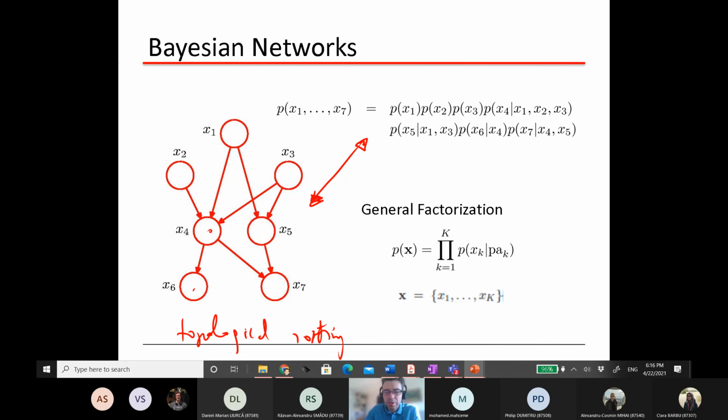So now we could write a general formula, a general factorization. Here is P of x, where x is an array, a set of random variables from x1 to xk. So actually now we can write it. It's a product over k of P of xk conditioned on the parents of that random variable k. So each time we have the probability of a random variable conditioned on its parents. And this way, if we have the graph, we can very simply write the corresponding distribution.